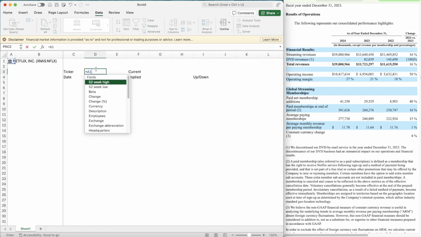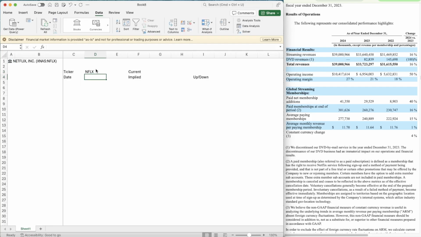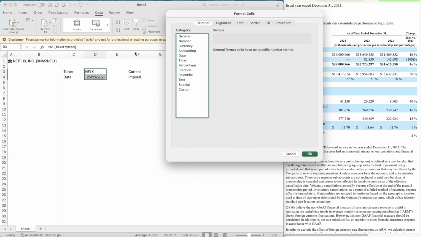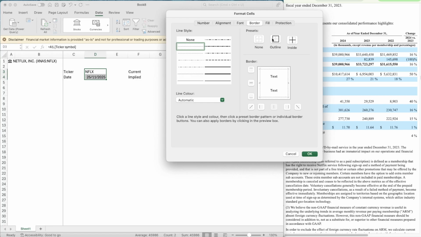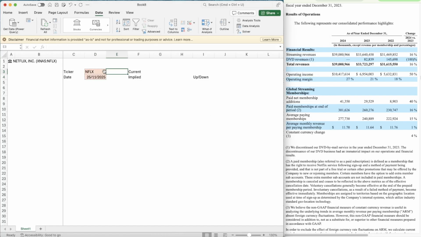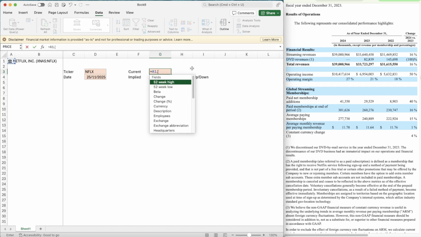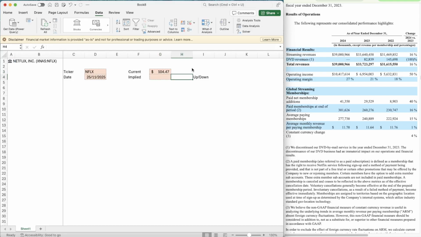Ticker equals A1 dot open brackets symbol. The date today is the 25th of the 11th. The current price is A1, open your square brackets, price. These two we can leave for now because our model will tell us what they are.